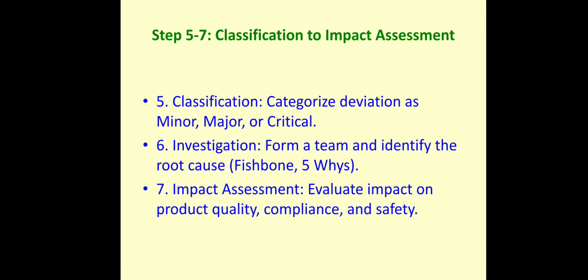Now we'll see step 5. Step 5 is related to classification of deviation. Mainly, deviations are classified in three categories. First one is minor deviations, which have no significant impact on product quality. Second one is major deviation, which may potentially impact product quality and requires a detailed investigation. And third one is critical deviation, which has a direct impact on product safety or efficacy.